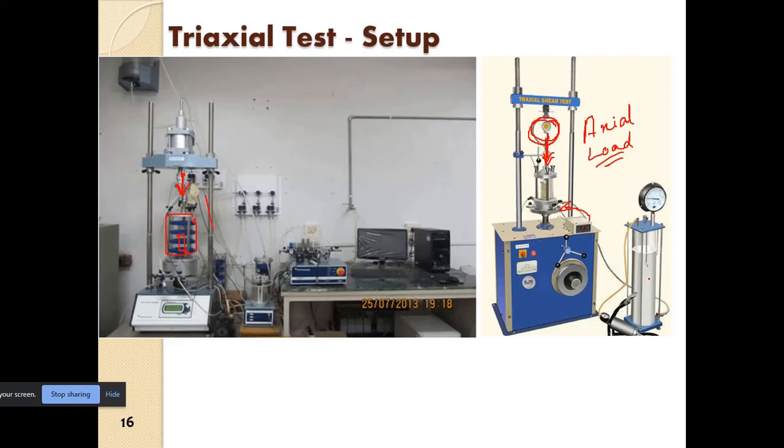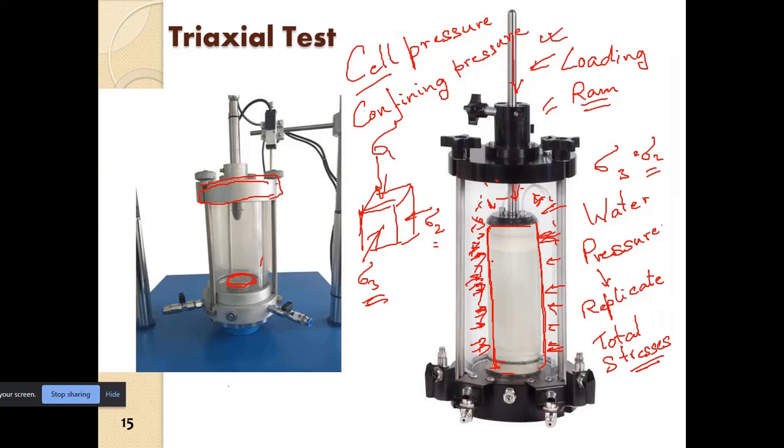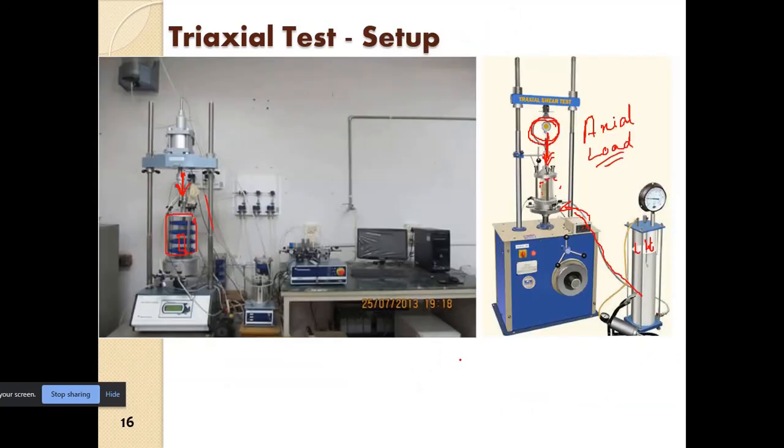We apply pressure into the water, and through there the pressure is transmitted inside the cell. So that is the confining stress, or confining pressure, the total confining pressure. That is what we are applying, along with the axial load. These two parameters we will apply, and we will see the behavior of the soil.